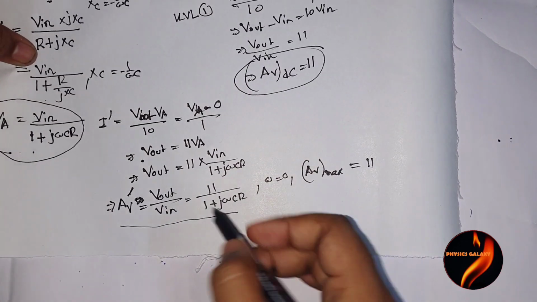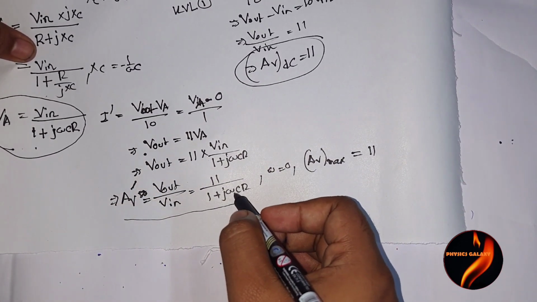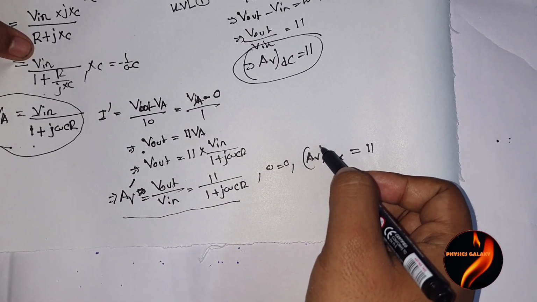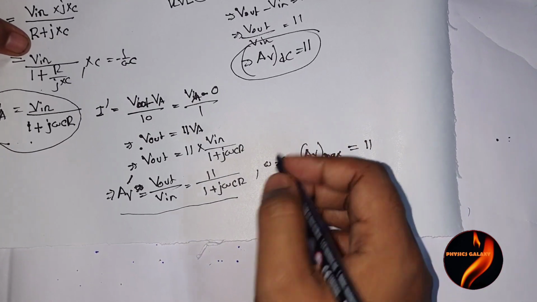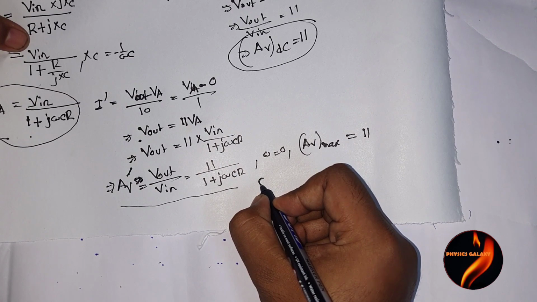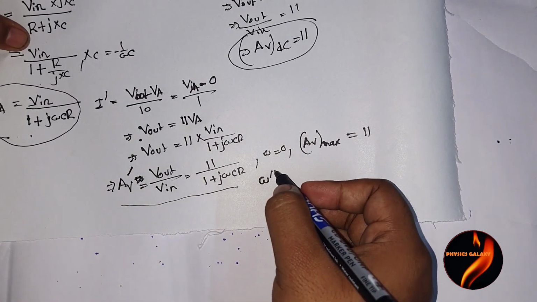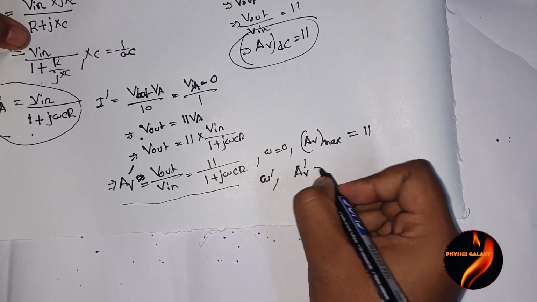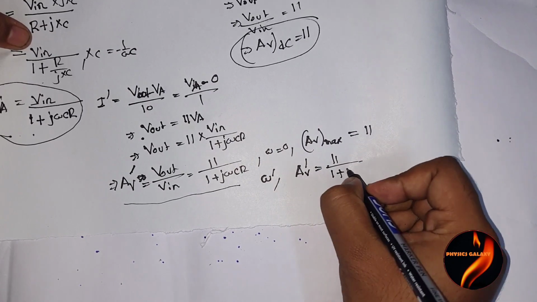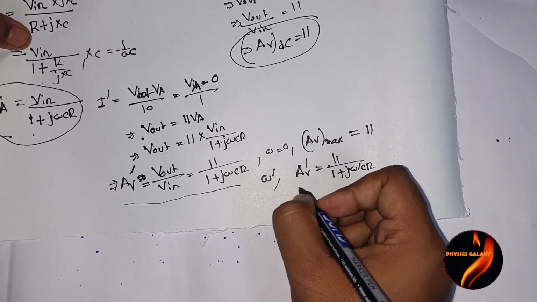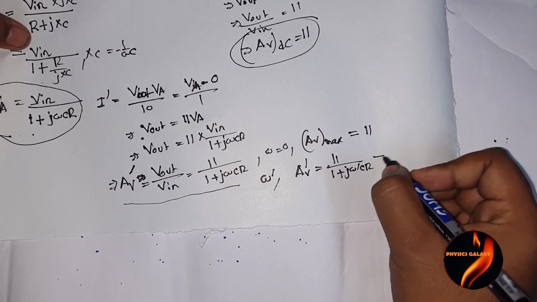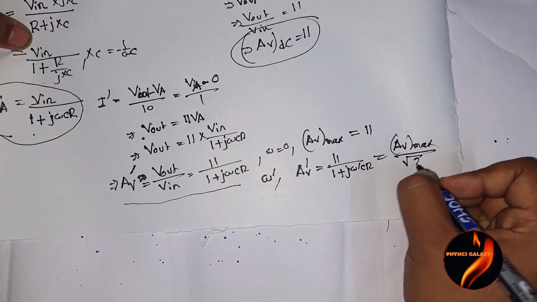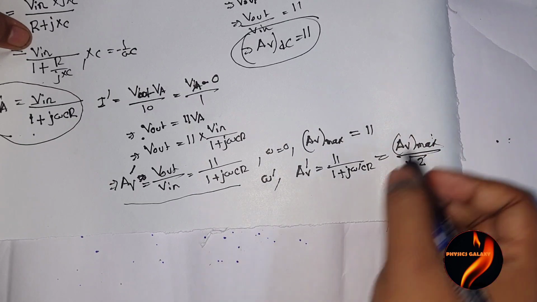So you have to find out the cutoff frequency. You have to find out the frequency at which the voltage gain reduces to 0.7 times the maximum value. So let us denote the frequency by omega prime. Omega prime is the cutoff frequency for the circuit. So at omega prime, the voltage gain is 11 divided by 1 plus j omega prime CR. So this is the voltage gain at cutoff frequency. So at cutoff frequency, this voltage gain will be reduced to 1 by root 2 times its maximum voltage gain.